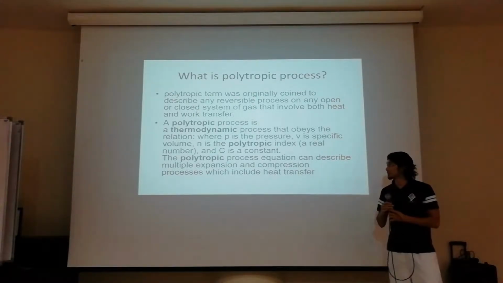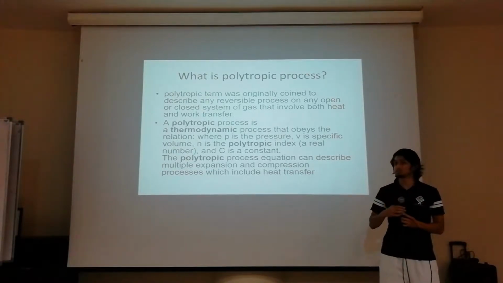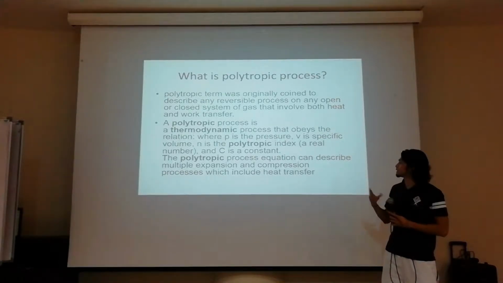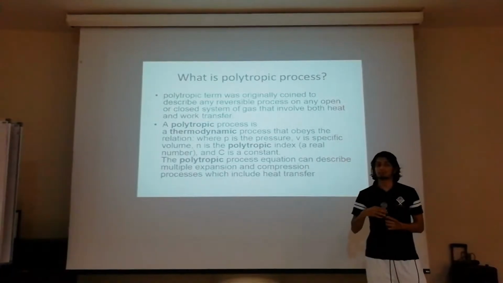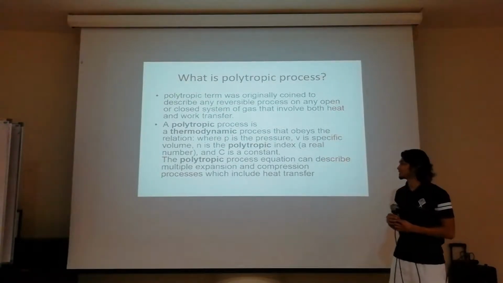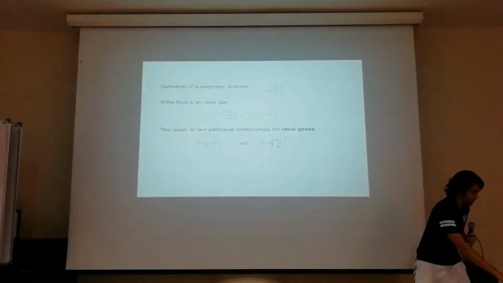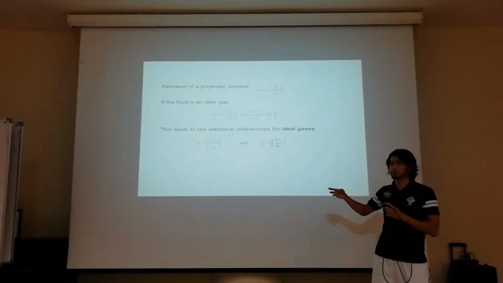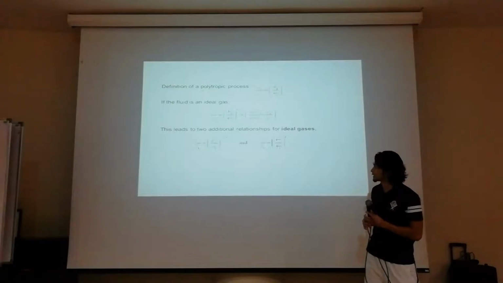So a polytropic process is a thermodynamic process that obeys the relation where P is the pressure, V is the specific volume, and N is the polytropic index. Alright, and C remains constant. This is the definition of a polytropic process, which will be explained in this equation itself.